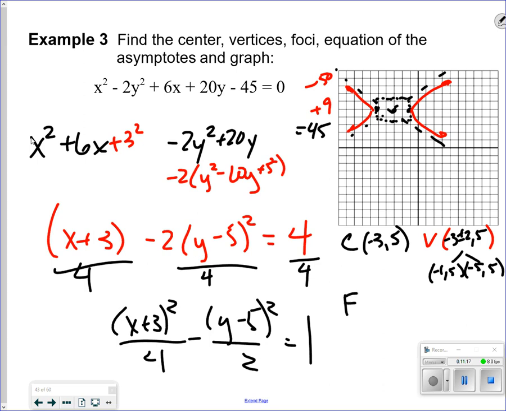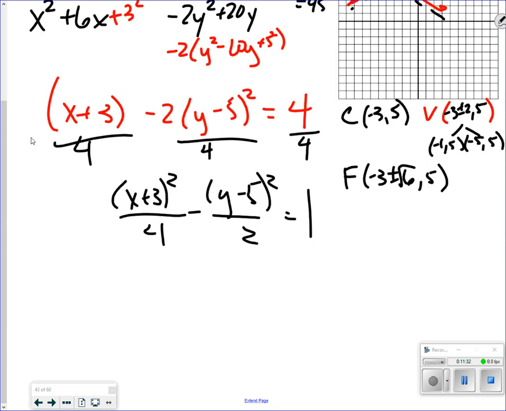Foci, I need c. C squared equals a squared plus b squared. So c squared equals 6. So the square root of 6. And I'm going to add that with my x of my center. And then the last thing that I need is the equation of the asymptotes.